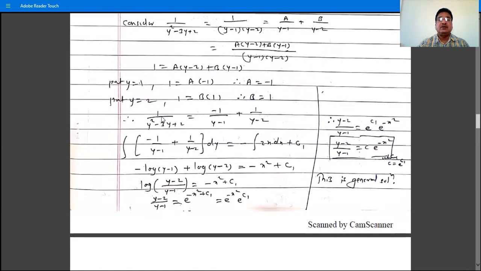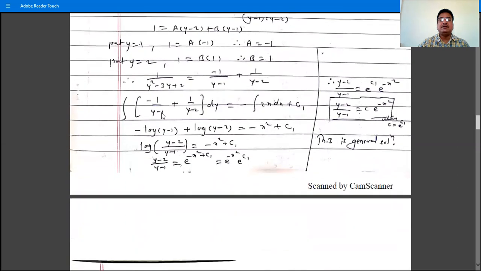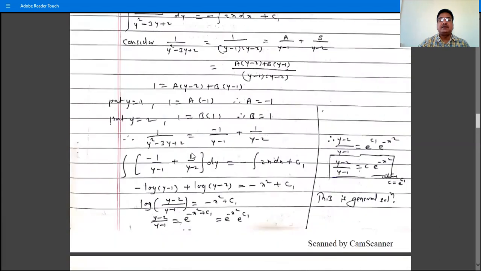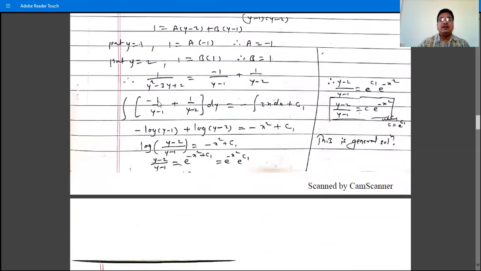And therefore the partial fractions of 1 divided by y square minus 3y plus 2 is what? a is minus 1, so minus 1 by y minus 1, plus b is 1, so 1 by y minus 2. So these are the partial fractions of this quantity. Substitute the value of this quantity here at this place. We have the integration of minus 1 by y minus 1 plus 1 by y minus 2 dy is equal to integration of minus 2x dx plus c1. And then the integration of 1 by y minus 1 is log of y minus 1, and of 1 by y minus 2 is log of y minus 2, is equal to minus 2 times x square by 2, so minus x square plus c1.